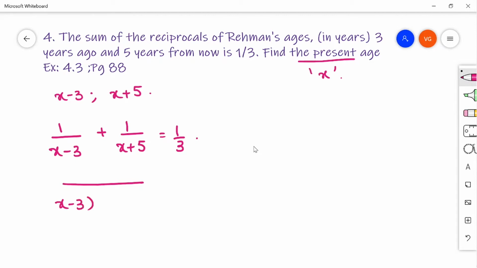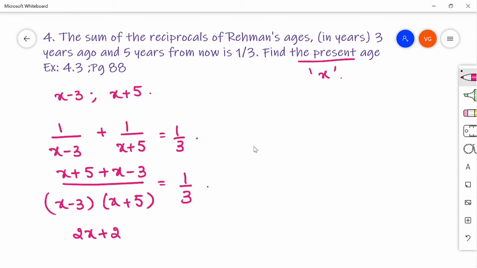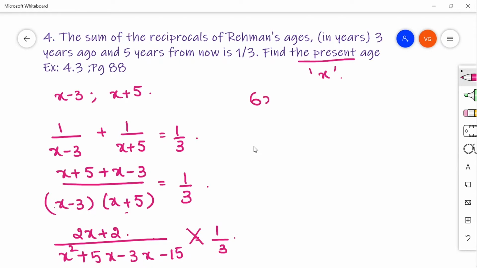Now take LCM here: x minus 3 into x plus 5. So this will be x plus 5 plus x minus 3 is equal to 1 by 3. Then you can write the numerator as 2x plus 2 divided by the denominator, just multiply: x square plus 5x minus 3x minus 15 is equal to 1 by 3. So cross multiply: 6x plus 6 is equal to x square plus 2x minus 15.